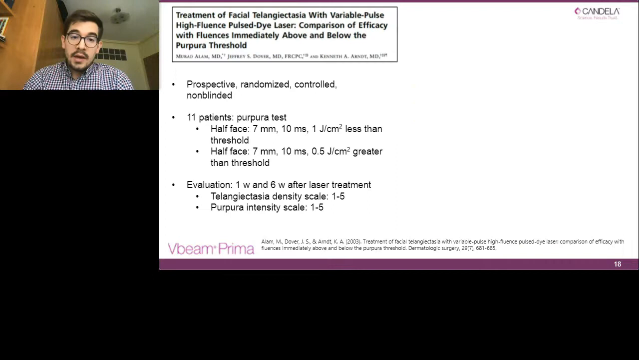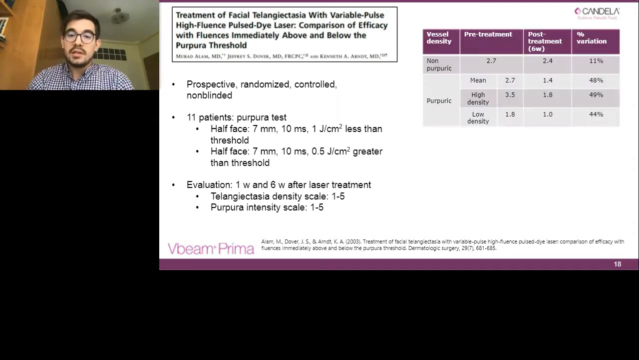Like the previous article, this is also a prospective randomized controlled non-blinded clinical trial, where they include 11 patients. In these 11 patients, they try to establish a purpura threshold, and when they've established the purpura threshold of the patient, they treat half the face with subpurpuric settings and the other half with purpuric settings. They evaluate both the telangiectasia and the purpura intensity on a scale between 1, which is minimal, to 5, which is a lot of telangiectasia and a lot of purpura.